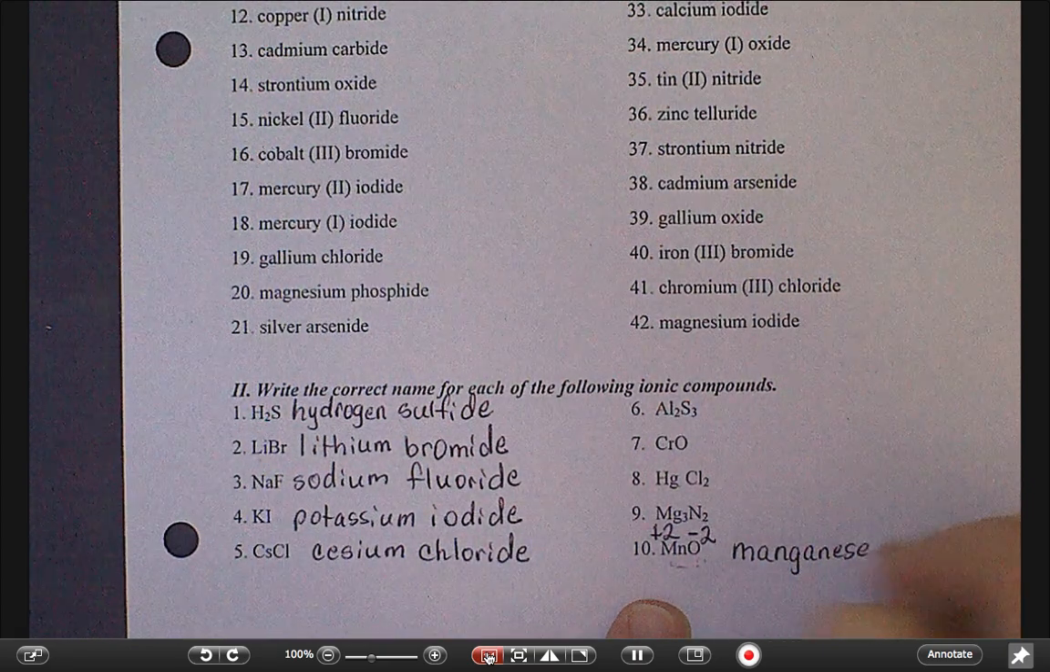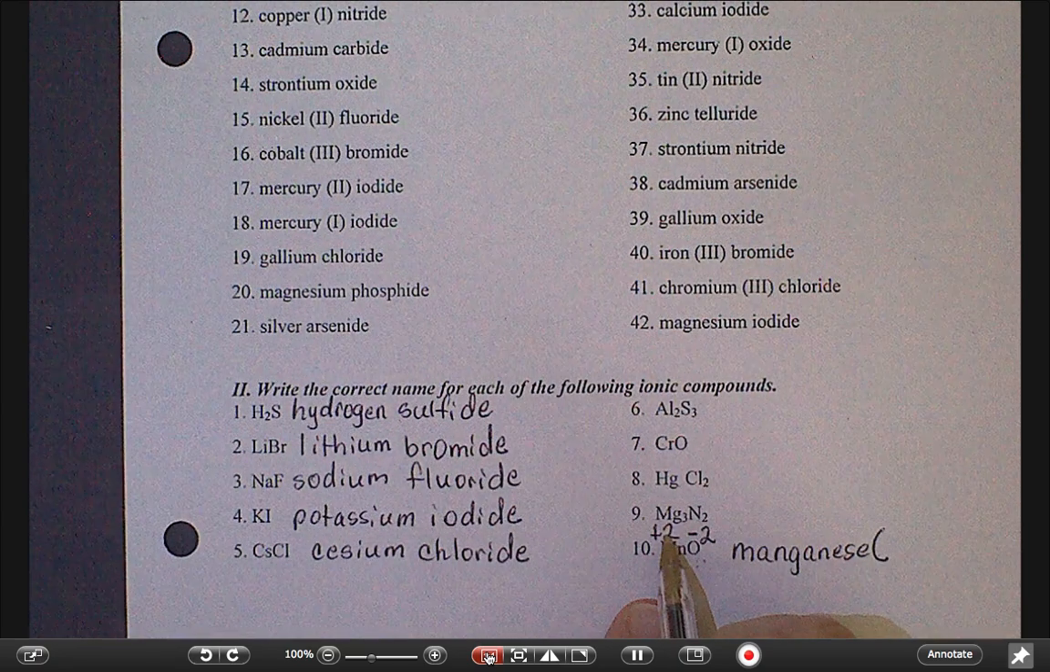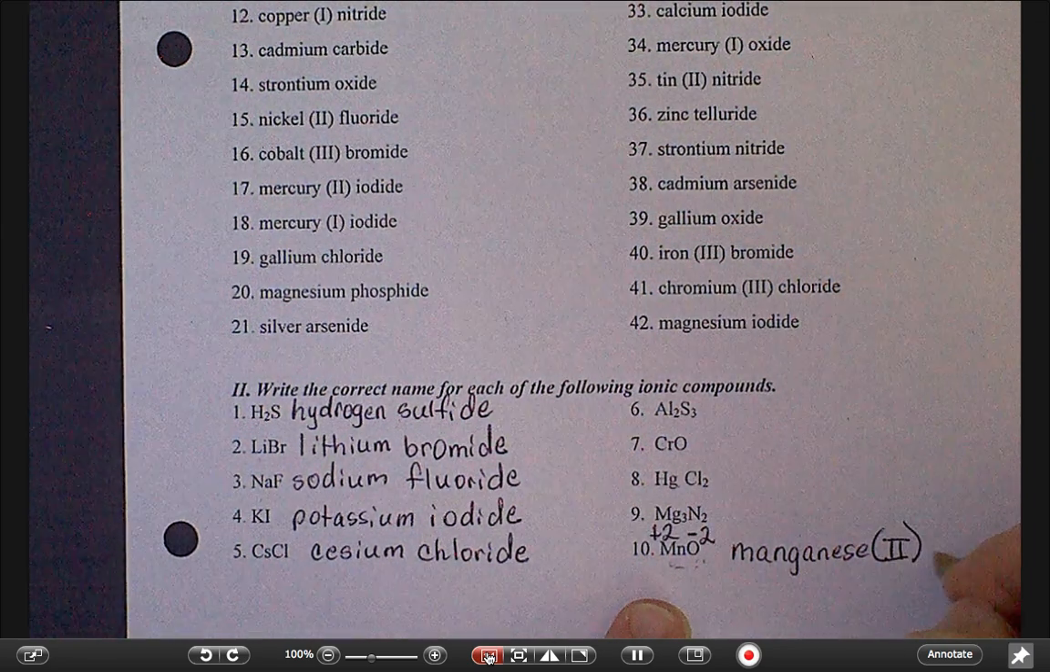What do you have to have if you're a transition metal? A Roman numeral. What is my pen pointing to? Roman numeral 2. Oxide.